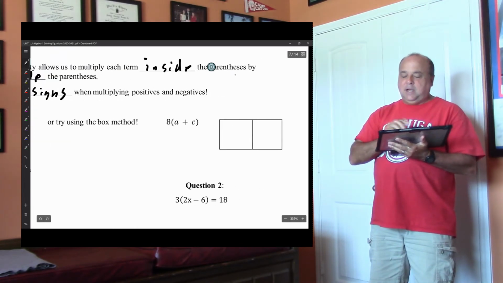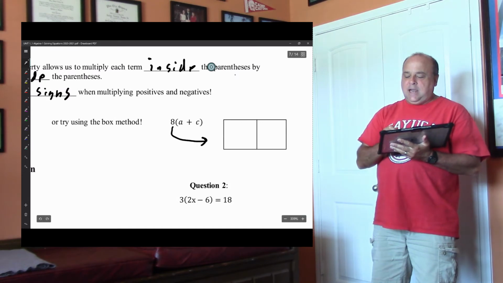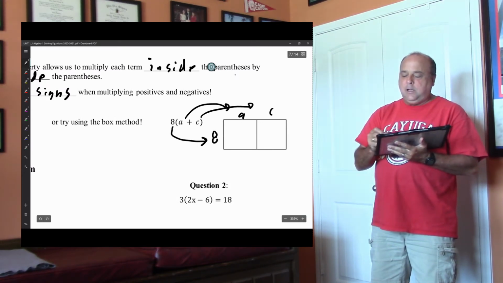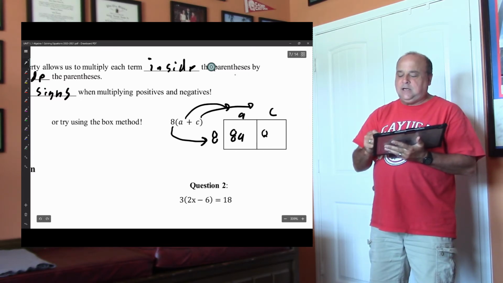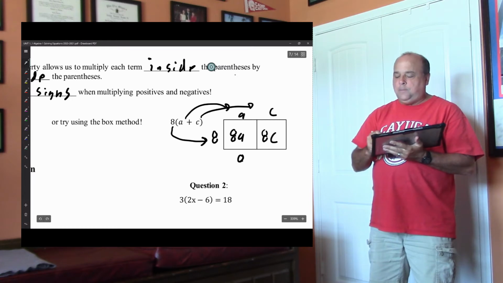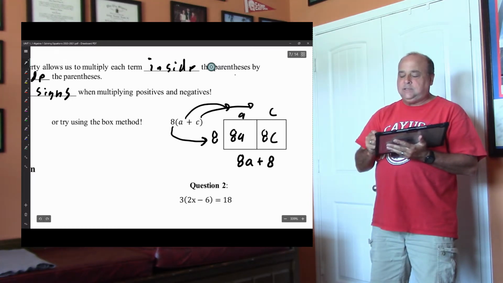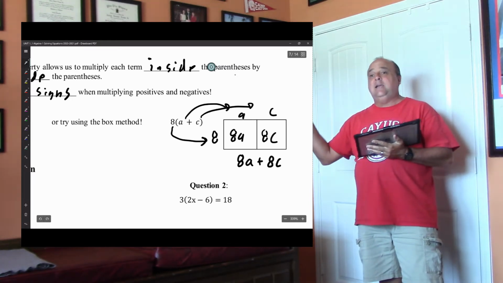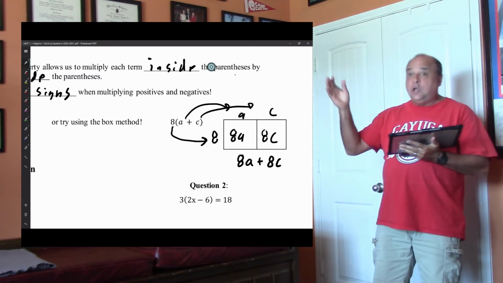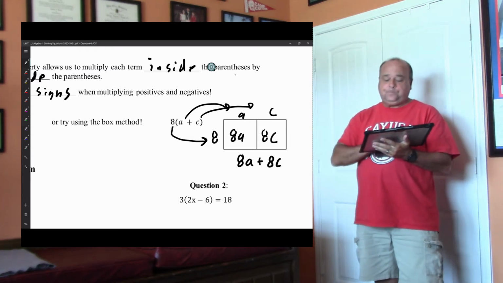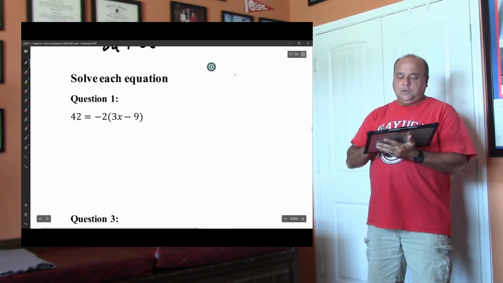Now then the box method is you would take the 8 and put it here, and take the A and the C and put it on top. And you would, 8 times A is 8A, and 8 times C is 8C, and you would group them up and you would get 8A plus 8C. You can't add the A and the C because they're not like terms, which is what we learned yesterday. Now then, let's go to question 1.